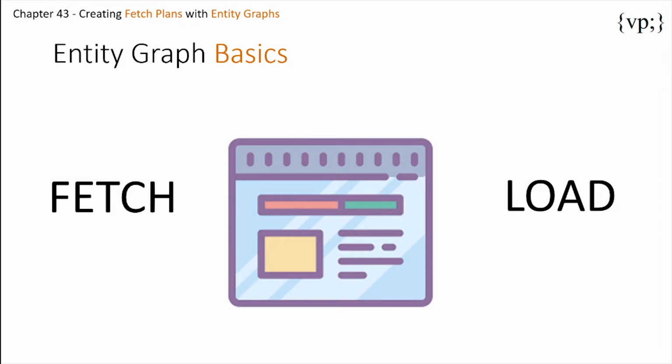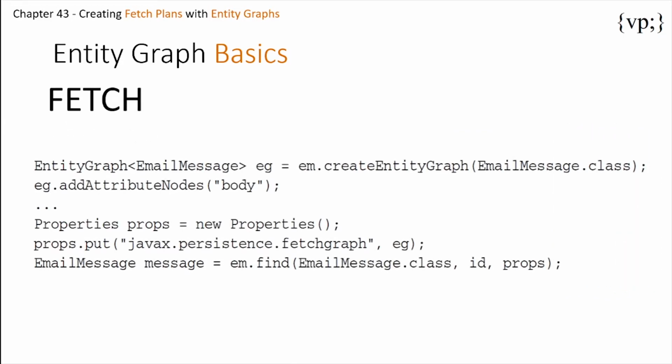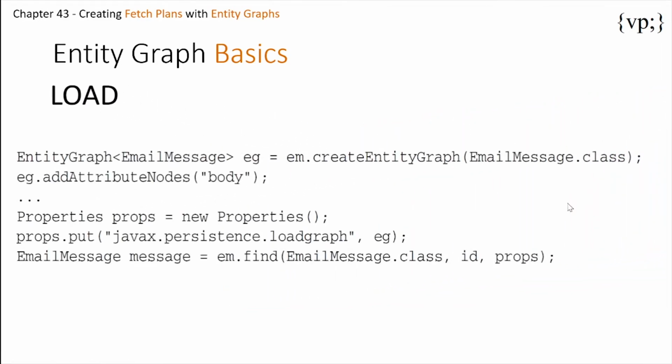Fetch graphs will treat all attributes you specified in your entity to be eager, while all attributes that are not specified will be lazy. See, in this example over here, if you set your property to javax.persistence.fetchGraph, it will set this as a fetch entity graph. Then there's load, which if your entity graph is set to load, then all attributes specified or not will be eagerly fetched, which means that everything will be fetched eagerly.